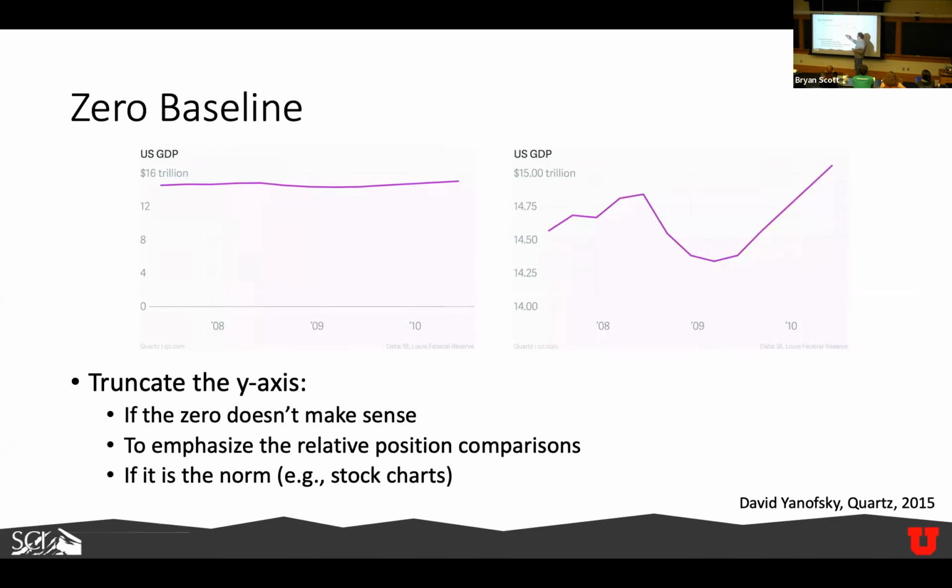Right, so here's a case where maybe it makes sense to not have a zero baseline. US GDP doesn't look that interesting if you look at it just from a zero baseline, whereas from a baseline of 14 trillion, it looks more interesting. You can actually see some movement in the whole chart.